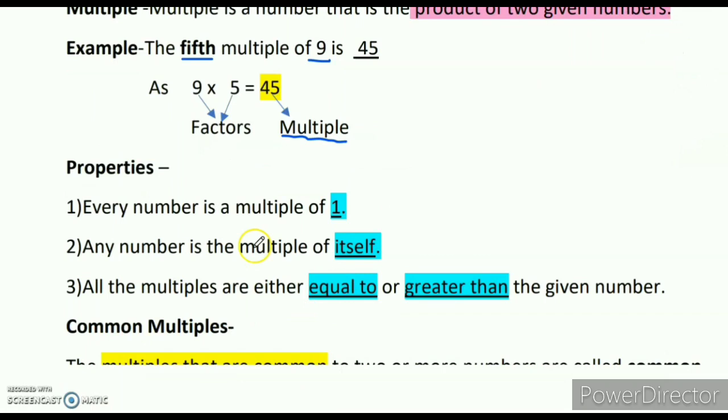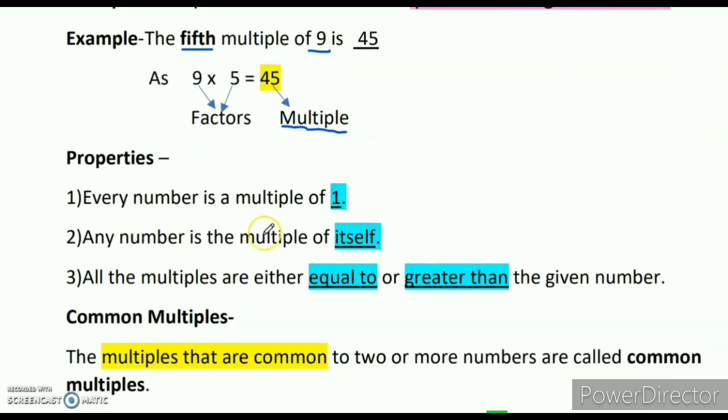Now let's see, children, some properties of multiples. The first property is every number is a multiple of 1. Suppose I took a number, children, 5. Let's see whether 5 is a multiple of 1 or not. So 1 multiplied by how much will be 5? 1 multiplied by 5 is, children, 5. So we can say 1 is a factor of 5, or 5 is a multiple of 1.